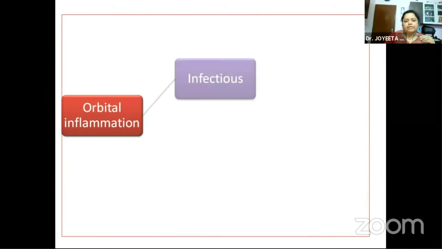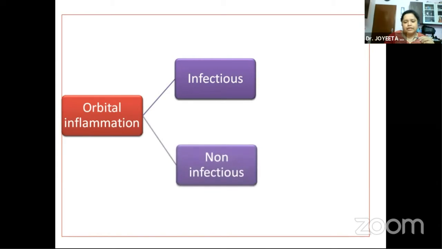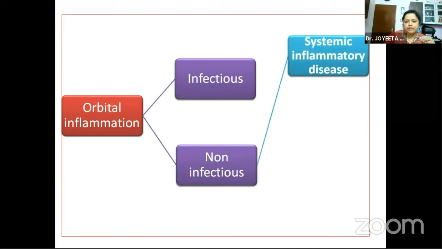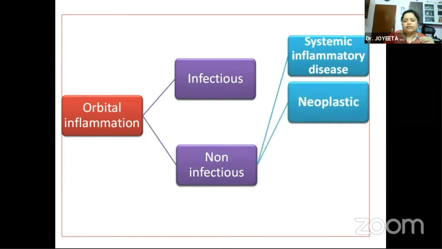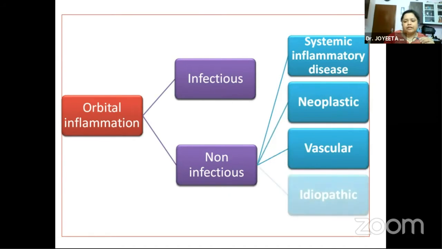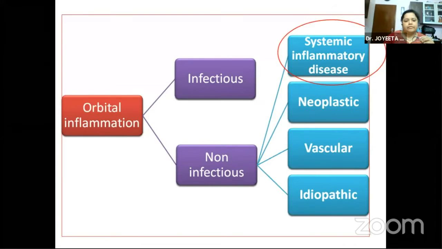Etiologically, orbital inflammation can be grossly classified as infectious and non-infectious. Among the non-infectious, systemic disease plays a major part, and then neoplastic, vascular, and idiopathic. In this talk, I'll be mainly talking about systemic disease-related inflammatory disease.